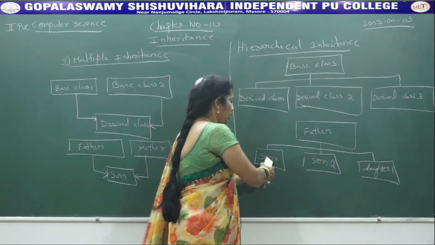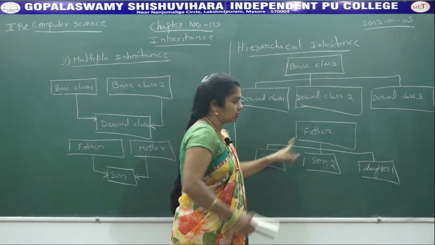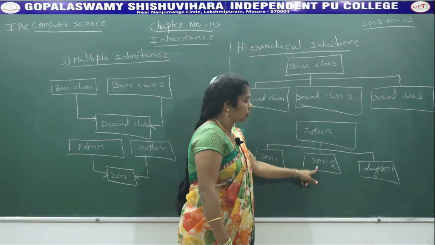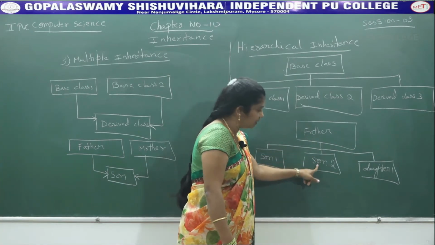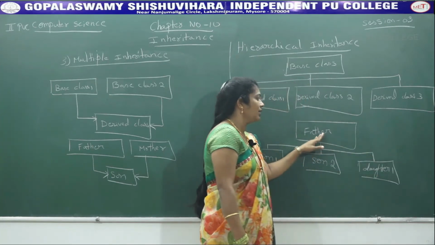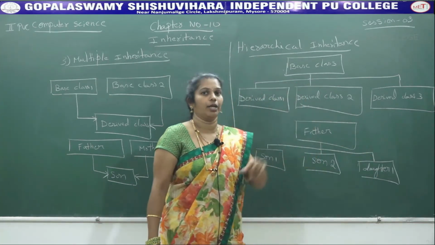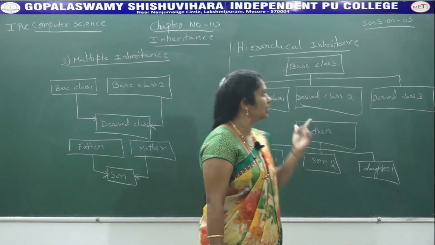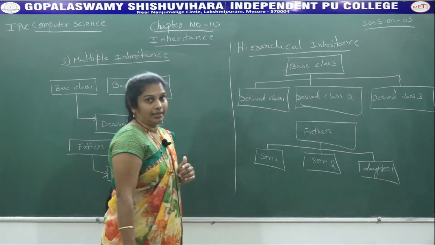It means that only one time, this son 1 has the properties of father, this son 2 also has the properties of father, and with that they may have additional properties also. This daughter also has the properties of father, and she may have additional properties also. This is nothing but hierarchical inheritance.